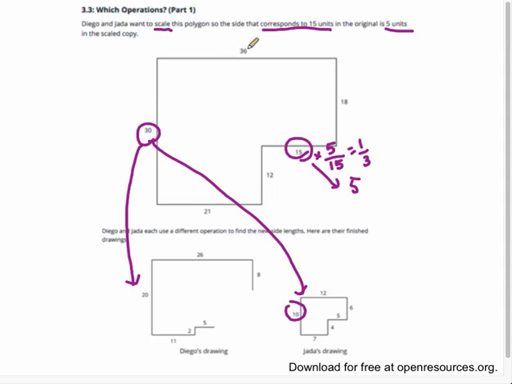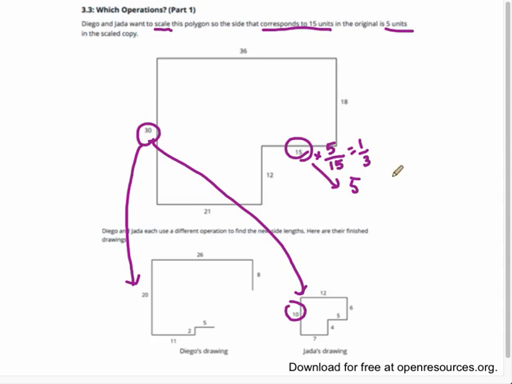So 36 divided by 3 is 12, and 1 times 12 is 12, and that's what's here. 18 divided by 3 is 6, and times 1 is 6, so this is 6. So it seems like every single side, let's keep on going just to make sure. We already know that this corresponds to that. 12 times 1/3 is 12 divided by 3, which is 4. And then 21 times 1/3 would be 21 divided by 3, and that's 7. So it seems like Jada is actually following what we do here.